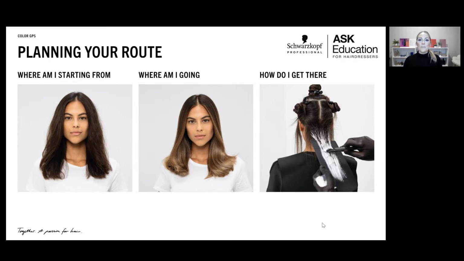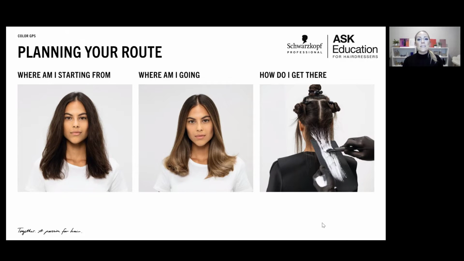What is the hair type? What is the density? What is the texture? What is the natural level? Exactly where you're beginning, because that is one of the most important parts of planning your route, really identifying where you're starting from, right? And next is where you're going.